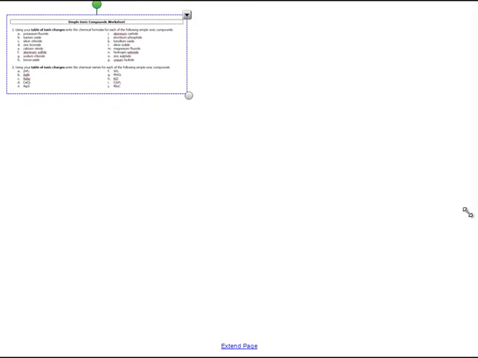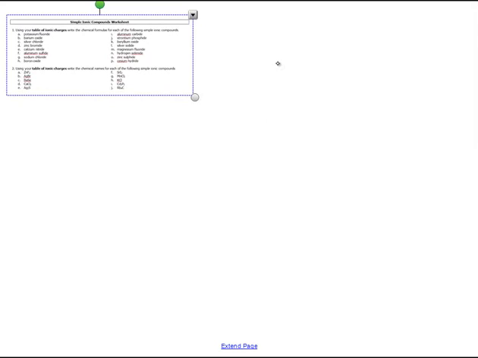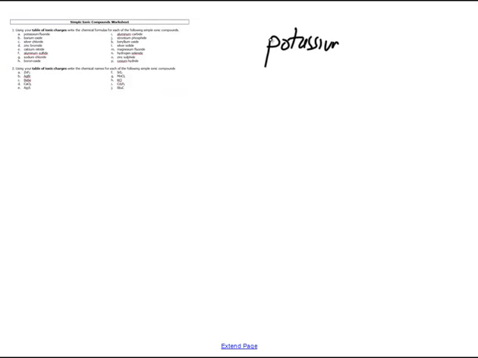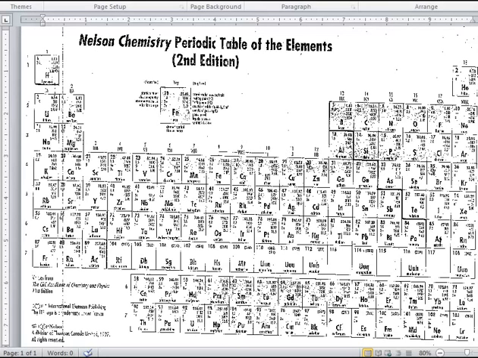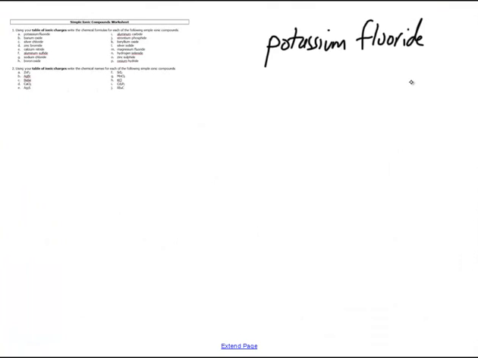So we'll minimize that, and we'll start with the first one, which is potassium fluoride. We are going to be looking at this periodic table, and it's the same one you would have received in class. So I'm going to look up potassium, number 19, and fluoride over here, or fluorine, which is number 9. The tutorial is really going to be done with me having the sheet here and looking at it, but you have your sheet, so you can follow along.